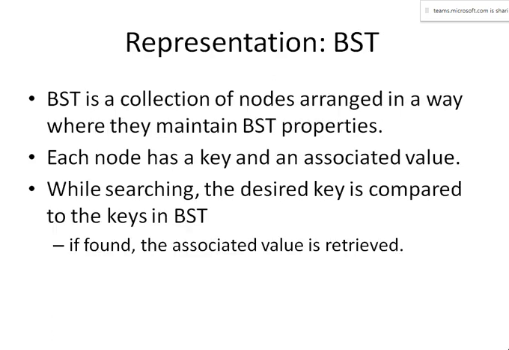Now we'll look at the representation of binary search tree. It is a collection of nodes arranged in a way where they maintain binary search tree properties. We have already seen what the properties are. Each node has a key, and a value is associated with the key. While searching, the desired key is compared to the keys in the binary search tree. If the desired key is found, the associated value is retrieved.